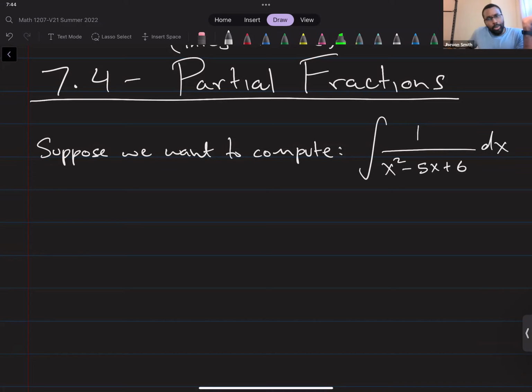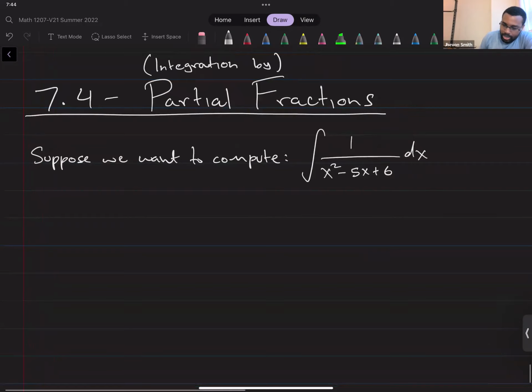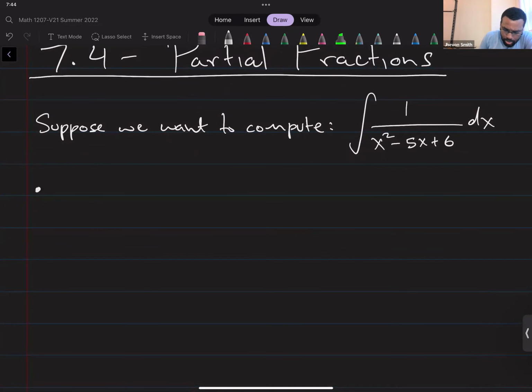So now you start thinking, okay, well, is this a basic rule? No. Can I simplify this? No. What am I going to do here? Can a substitution work? What would you substitute? The obvious substitute would be the denominator, but if I substitute u equals x squared minus 5x plus 6, the du would be 2x minus 5, and I don't have a factor of 2x minus 5 here. And even if I wanted to somehow artificially put that in, what would that expression look like? So a regular substitution would not work.